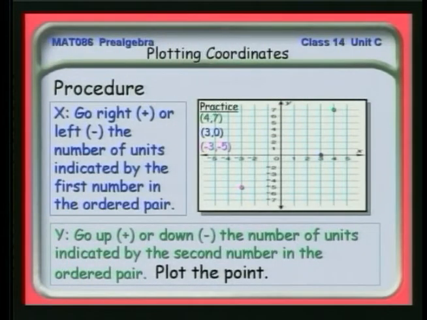Plotting coordinates for the purpose of illustrating a trend or a growth is a very useful technique when you're trying to get ideas across very quickly. Let's outline the procedure just to review it. For the x, you go right if it's plus, left if it's negative, whatever the units are that are indicated in that first number in that ordered pair. For y, you go up if it's positive, down if it's negative, and then you plot the point. Very straightforward procedure.